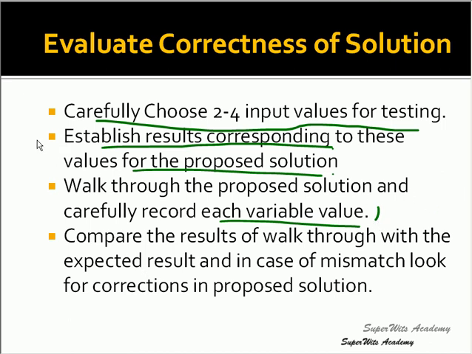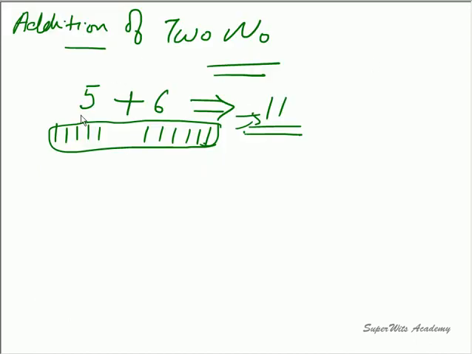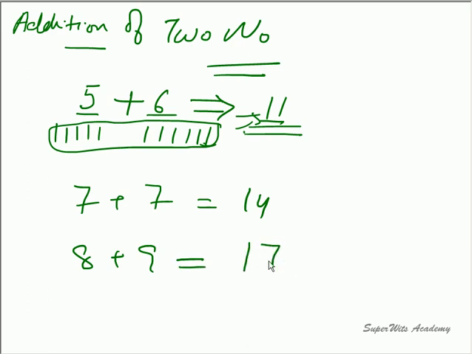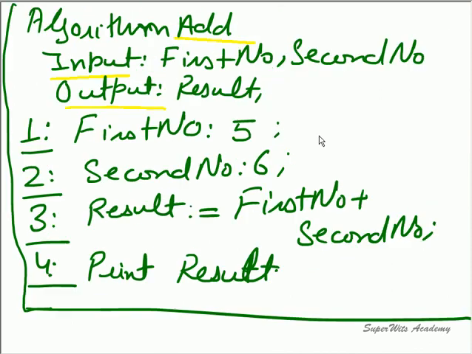Now how am I going to establish the results corresponding to the proposed solution? They are very straightforward. If we try to see this, 5 plus 6 is 11. Let's say one more value: 7 plus 7 equals 14, 8 plus 9 equals 17, and so on. Now we need to pass these values to the first number and second number.